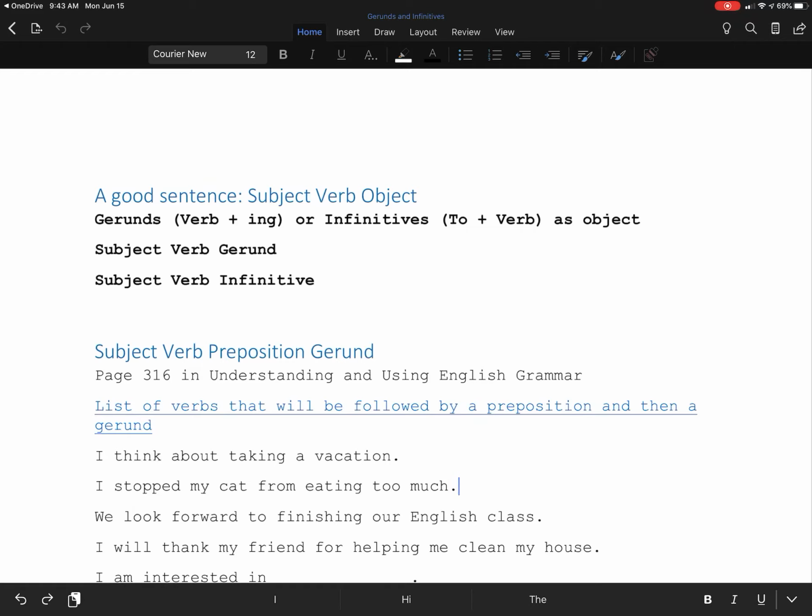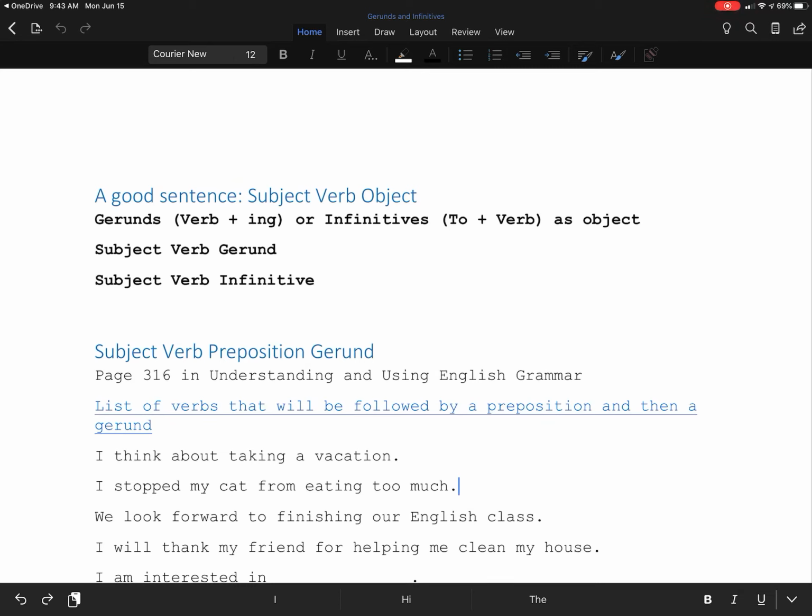Gerunds are the words with the ing, verbs with ing: going, running, working, living. And infinitives are words with to plus the verb: to go, to work, to play.